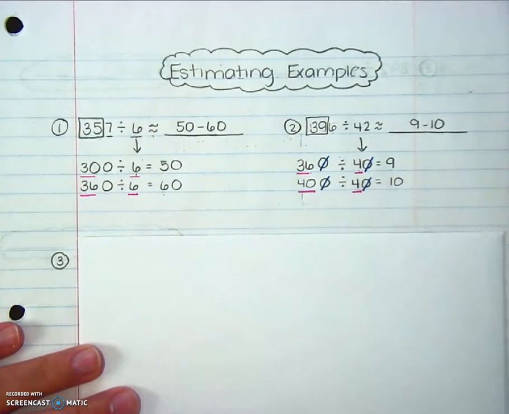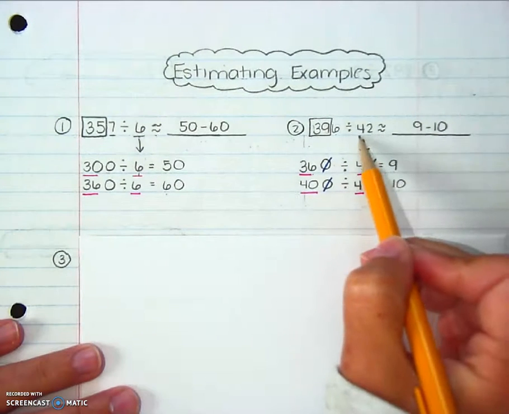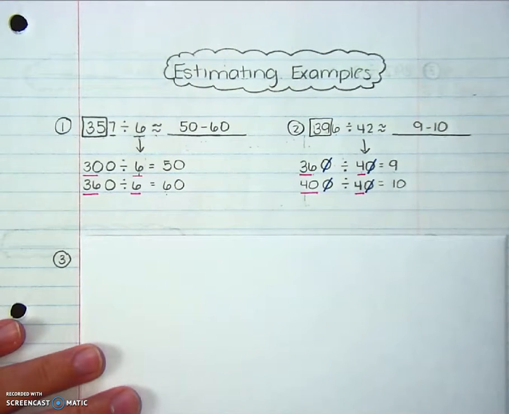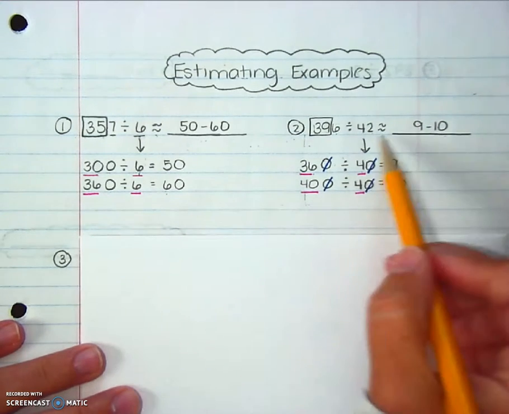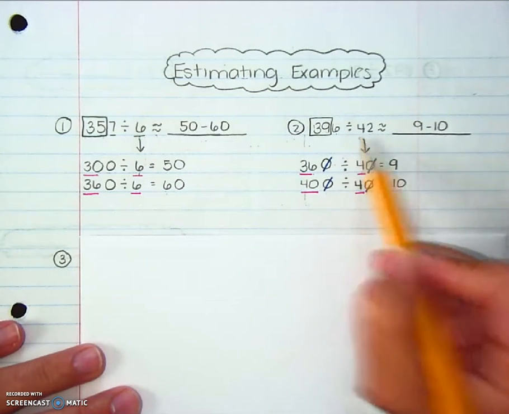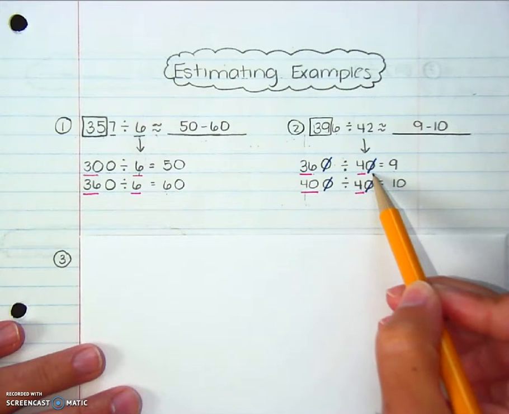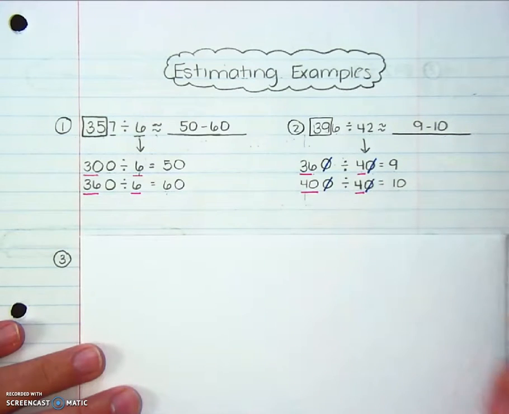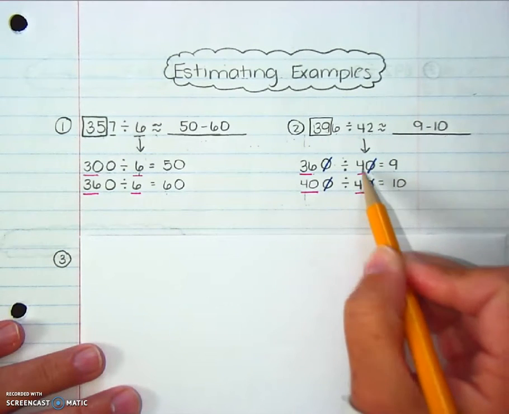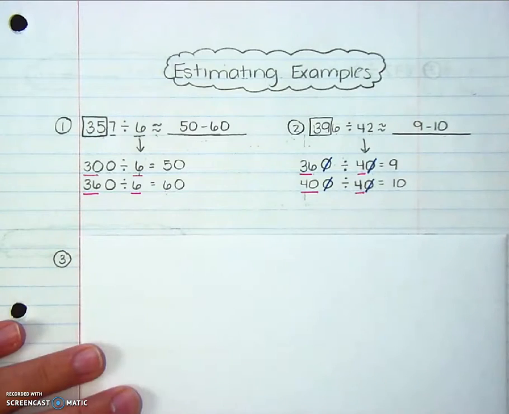Now let's take a look at example number 2. Example number 2 is a little bit different because this time we have a 2-digit divisor. Now I don't know my 42 multiplication facts, and I don't expect you to either. So what I did was I took that 42 and I rounded it to the nearest 10. That made it 40. I could use the friendly digit 4 to help me find my multiples.